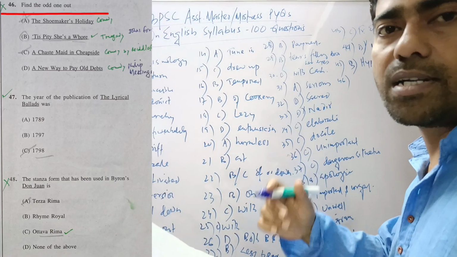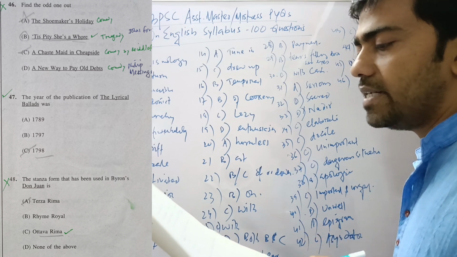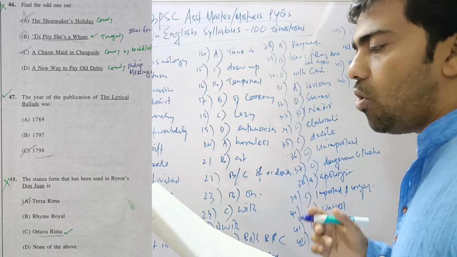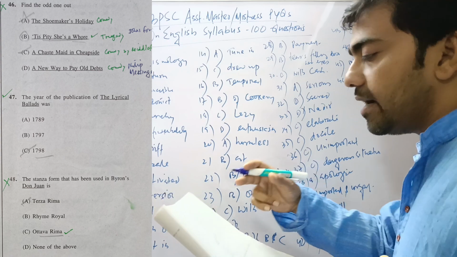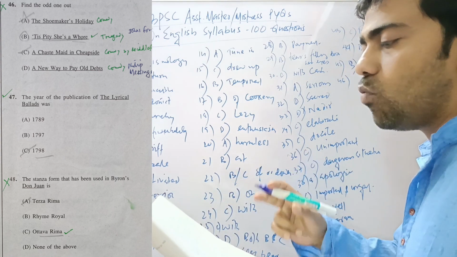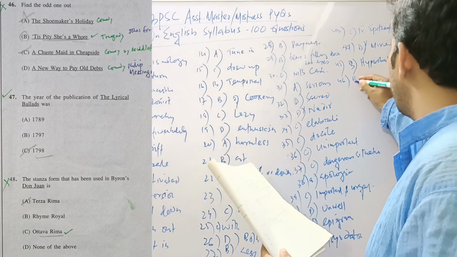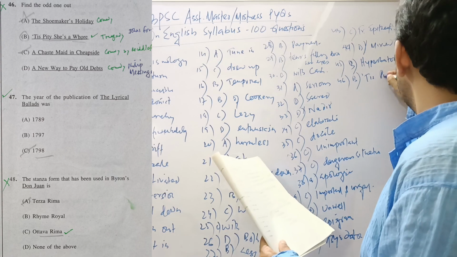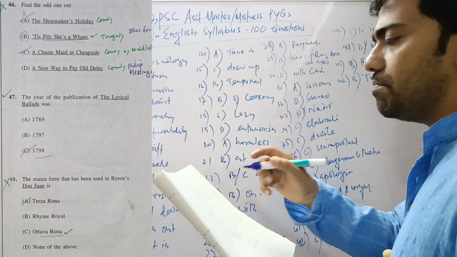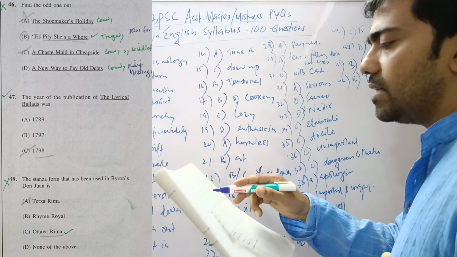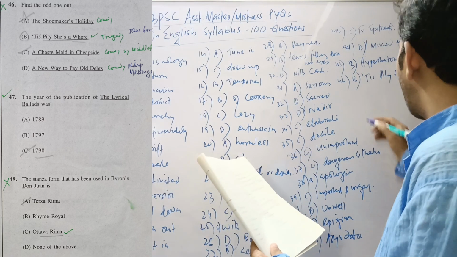46. Find out the odd one out. Now comes the literature part. The Shoemaker's Holiday, 'Tis Pity She's a Whore, A Chaste Maid in Cheapside, A New Way to Pay Old Debts. These all are post-Shakespearean tragedy and comedy. Three are comedies and one is tragedy. The tragedy is 'Tis Pity She's a Whore by John Ford. So B number. The others: The Shoemaker's Holiday is a comedy, A Chaste Maid in Cheapside a comedy. A New Way to Pay Old Debts, Philip Massinger, Middleton were the writers of these texts.